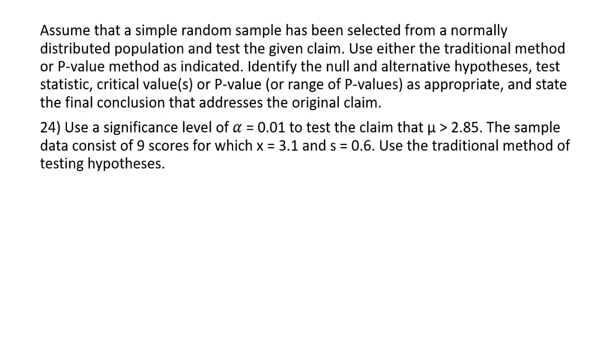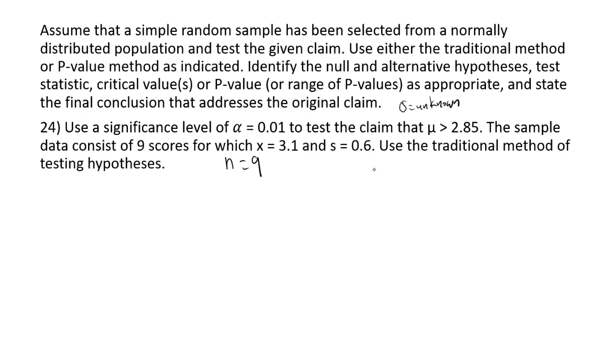is greater than 2.85. The sample data consists of 9 scores for which x bar is 3.1 and s is 0.6. Use the traditional method of testing hypothesis. Alright, so in this case, you have to use the t-distribution because the sample size n is only 9, and sigma, the population standard deviation, is unknown. Only the sample standard deviation is known.